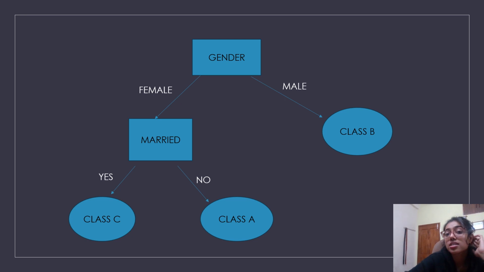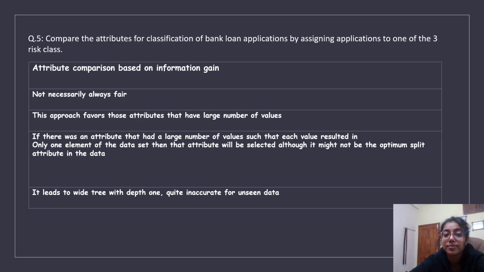So as you can see, this is the decision tree. We have gender on top. We have male with class B, and we have female who are married. Married is class C, that is yes, and who are not married are in class A. So this is how the decision trees are made.